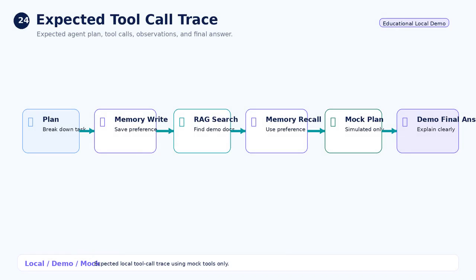From there, the next practical step is the expected tool call trace. The expected trace is easy to follow. First, the agent calls mock remember preference. Second, it calls mock search demo_docs. Third, it calls mock recall memory. Fourth, it calls mock create demo_plan. Then it writes the demo final answer. This trace is more important than the exact wording of the answer. It shows the agent is using the system design correctly.